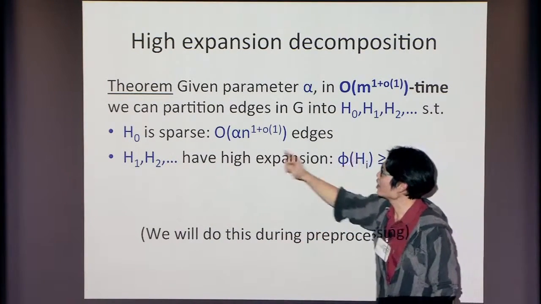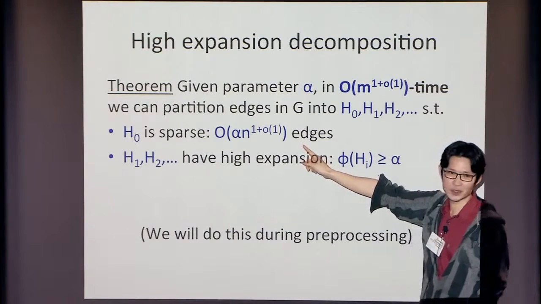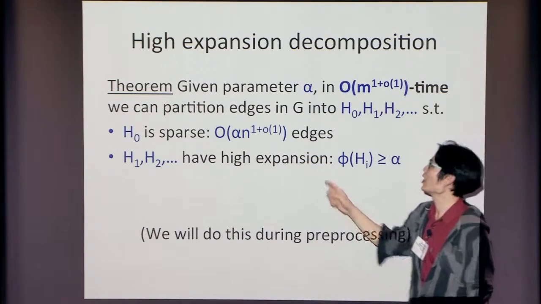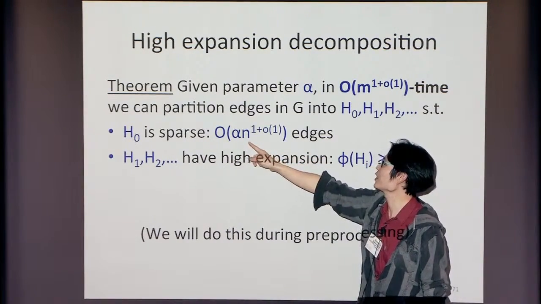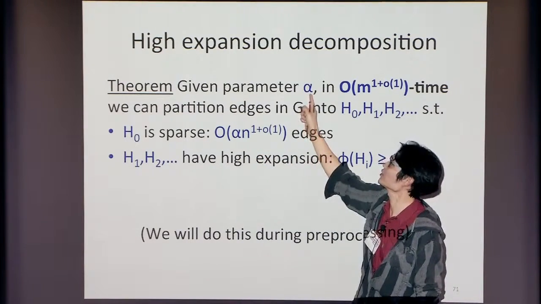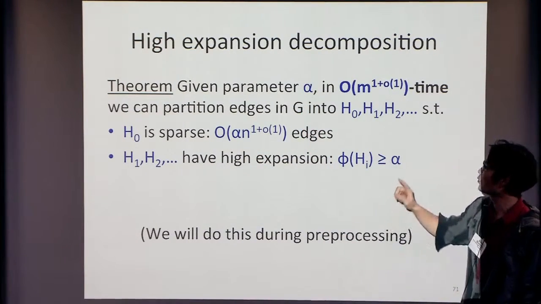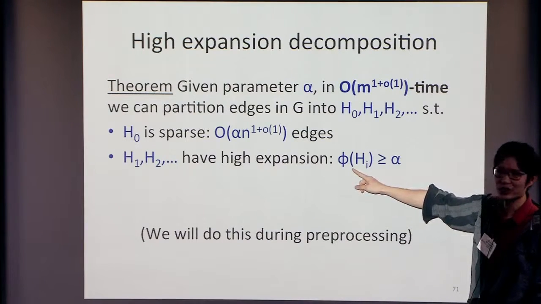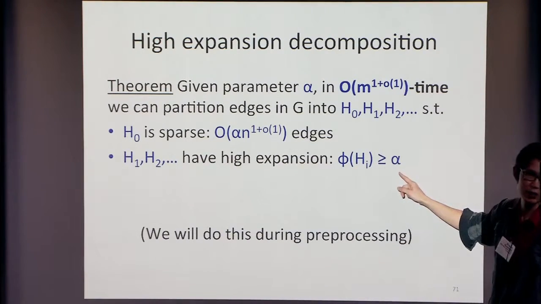The nice thing about H0 is that it's sparse. You have this many edges: alpha times n to the 1 plus little o(1). Again, alpha is the parameter that you have. And for the rest, you will have high expansion, so the expansion will be at least alpha.